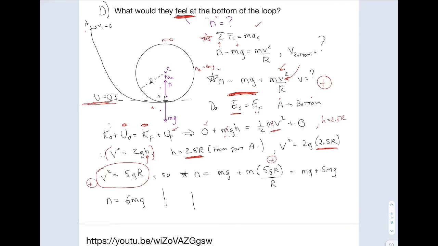So I have N is mg plus m over r, and this v squared is 5gr. So the r's cancel, and I have mg plus 5mg, and I get 6mg. So that person would feel 6 times their weight, which is really difficult to do and not pass out.